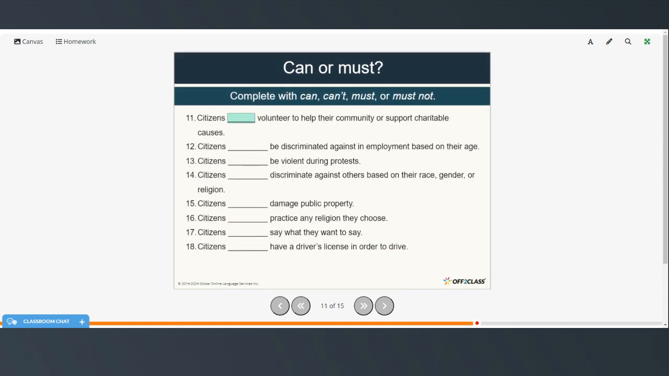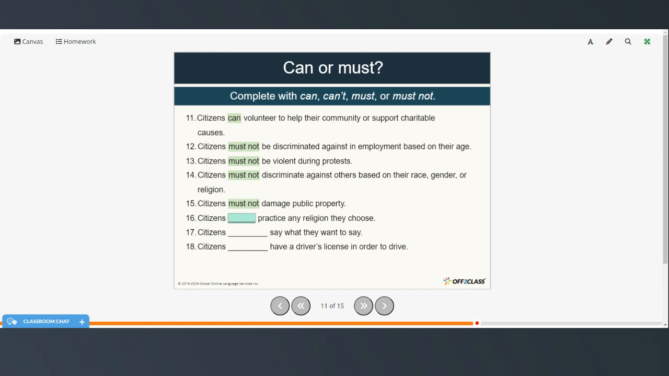Here are a few more. So citizens can volunteer to help their community or support charitable causes. Citizens must not be discriminated against in employment based on their age. Citizens must not be violent during protests. Citizens must not discriminate against others based on their race, gender, or religion. Citizens must not damage personal or public property.